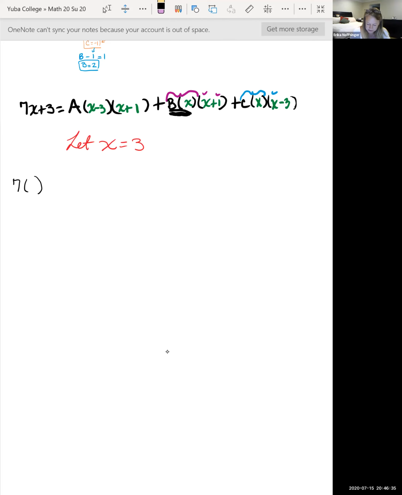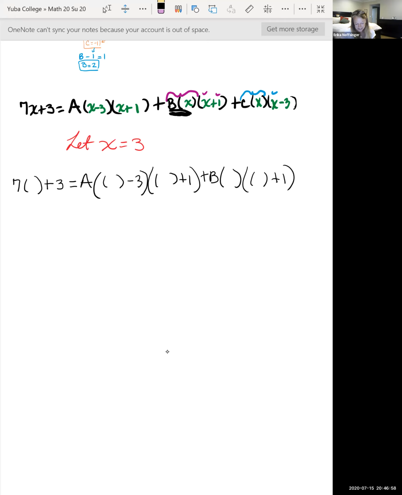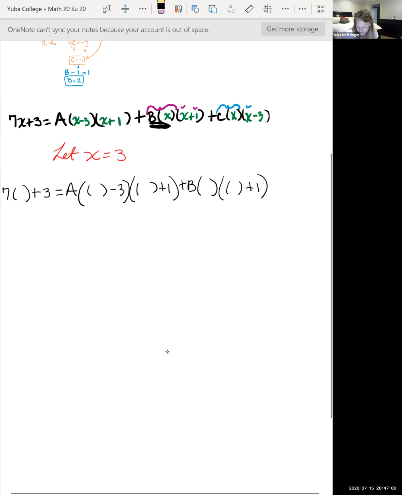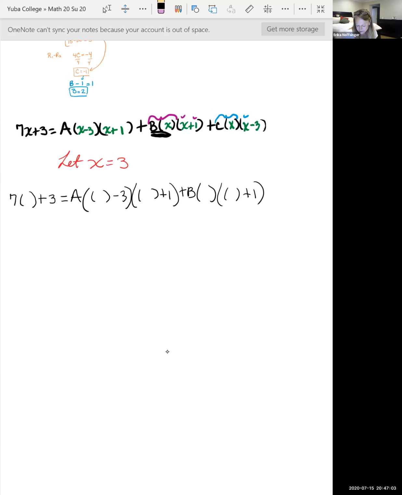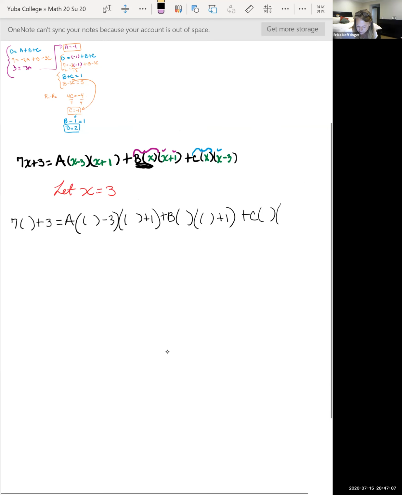So 7 parentheses plus 3 equals a, parentheses, and then parentheses for our x minus 3, end parentheses, parentheses, I see an x, parentheses plus 1, plus b all times x, parentheses, plus 1, plus c, I see an x, parentheses, parentheses, I see an x, parentheses, minus 3.